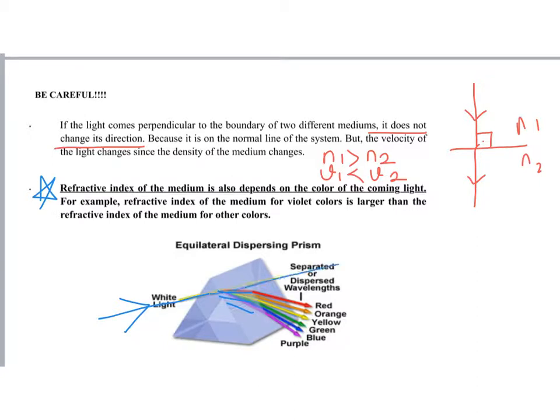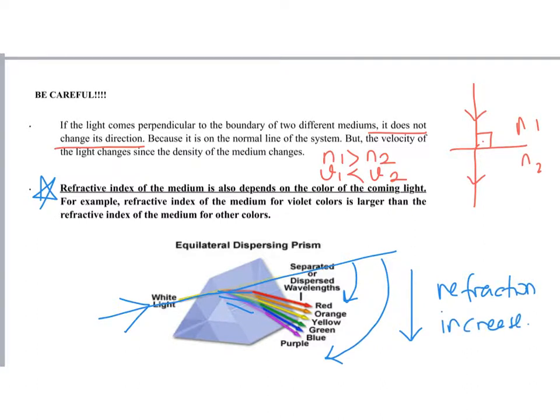So it should go like this, the red band with an angle of this and the purple band with an angle of this. So you see that the purple refracts more. So you can see from red to purple the refraction increases. So purple refracts more than blue, blue refracts more than green, green refracts more than yellow, and so on.